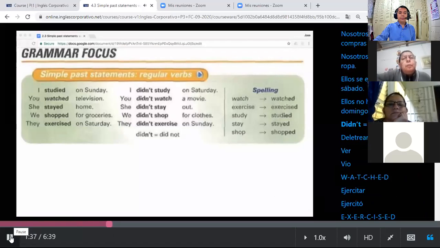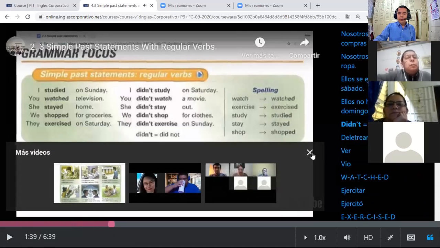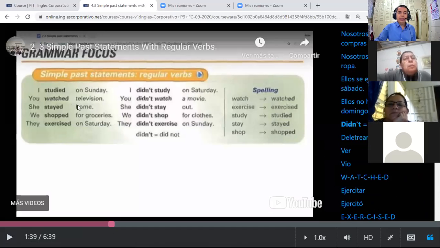Didn't equals did not. Okay, class, now you notice that affirmative and negative, right? In affirmative, we only change the verb: study for studied, watch for watched, stay for stayed, chop for chopped, exercise for exercised, okay? All these sentences are affirmative in past tense, right? But now, negative in past tense, right? In this case, we're going to use the auxiliary did plus not, did not. In contraction, we say didn't, right?